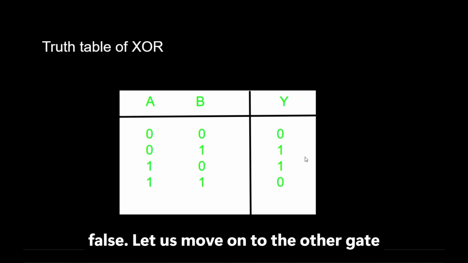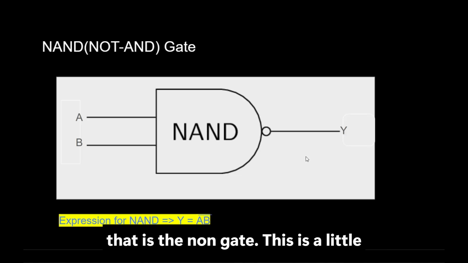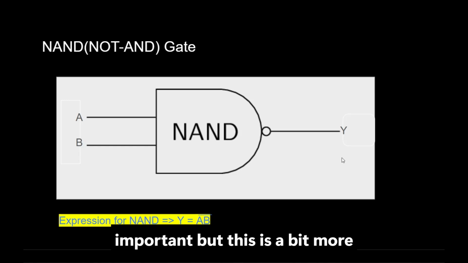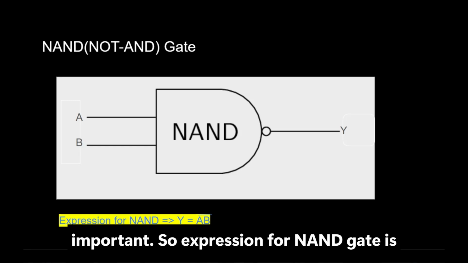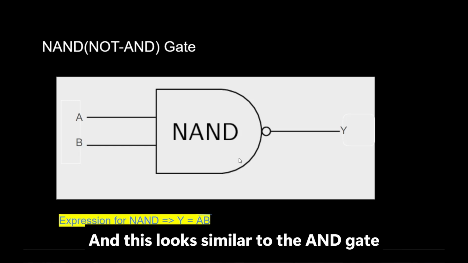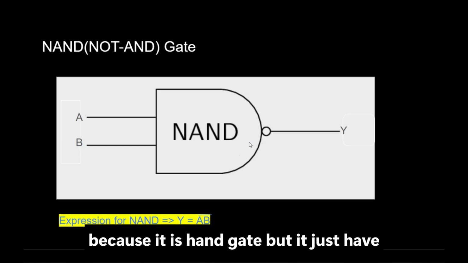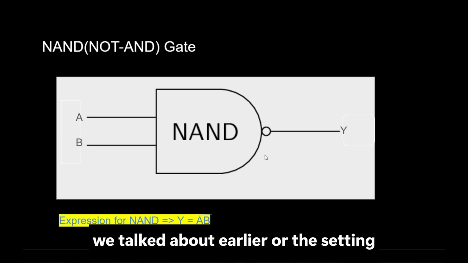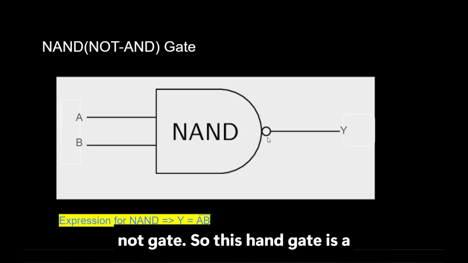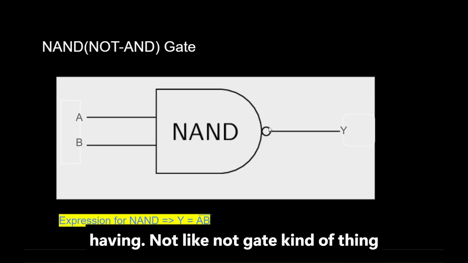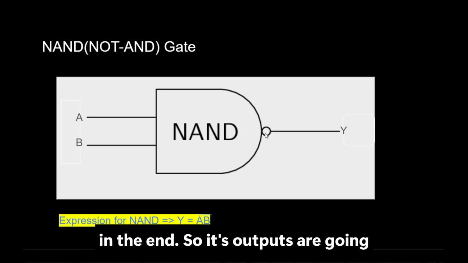Let us move on to the other gate, that is the NAND gate. This is a little important gate, even though all are important, but this is a bit more important. So the expression for NAND gate is y is equal to AB bar. If you see, this looks similar to the AND gate, but it just has an inverter or a bubble in the end, which we talked about earlier while studying NOT gate. So this NAND gate is a combination of NOT gate and AND gate. It has a NOT gate kind of thing in the end.